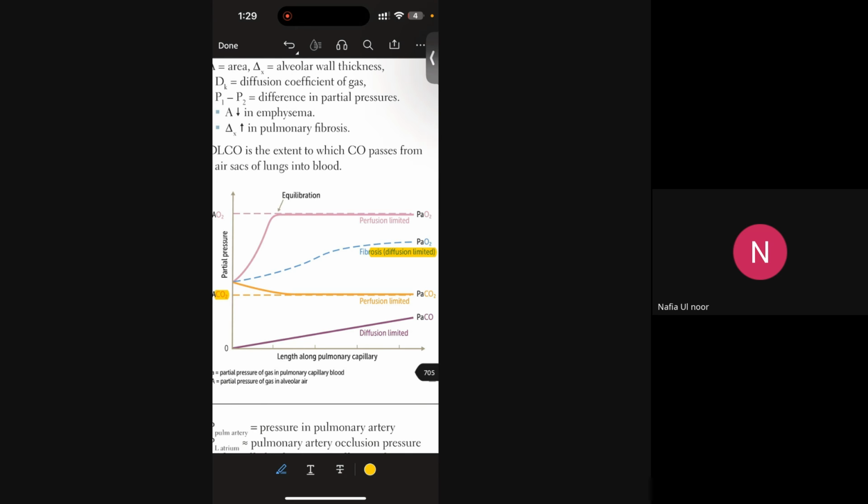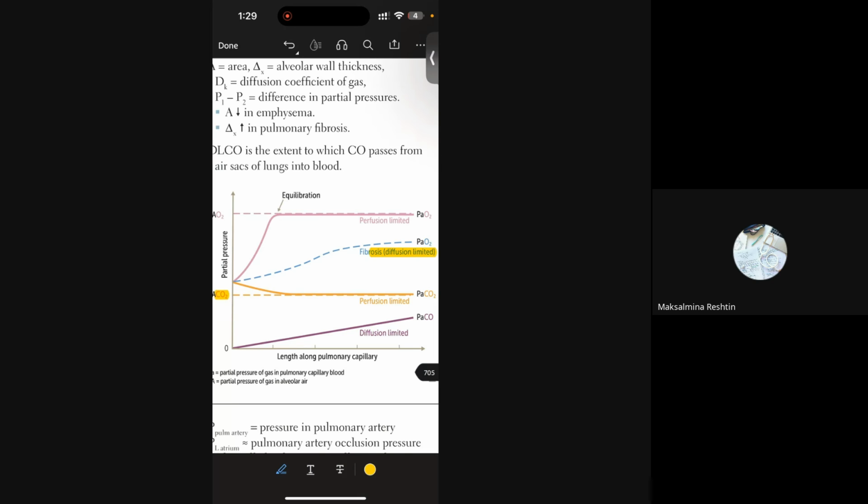During exercise, the blood flow is going to increase. What will happen to the time period? Will the blood stay for a longer time, or will the time period be lower? The time period will be lower, because the blood flow is fast.